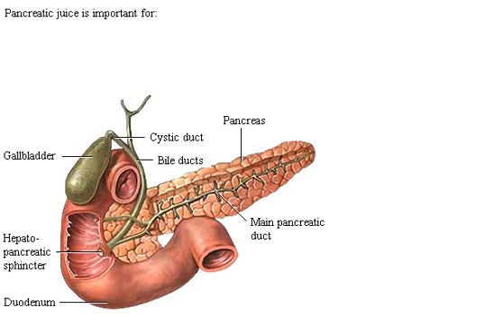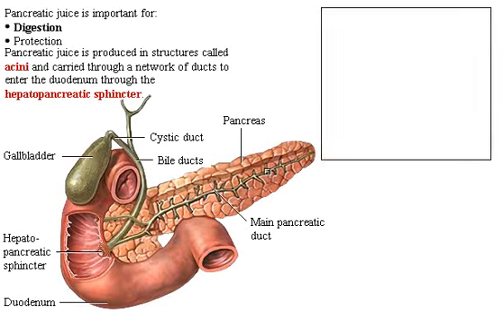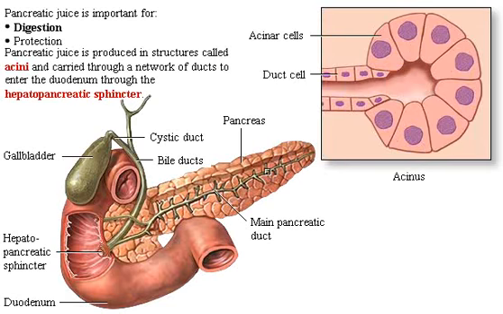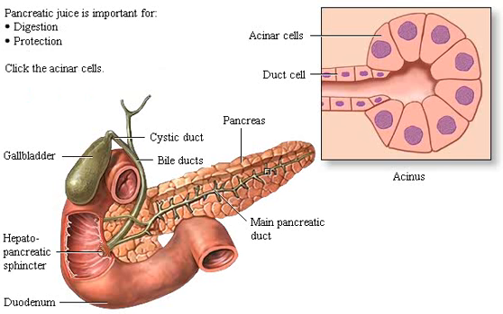Pancreatic juice is important for digestion and protection. Click Digestion to learn more. Pancreatic juice is produced in structures called acini and carried through a network of ducts to enter the duodenum through the hepatopancreatic sphincter. Click the acinar cells.